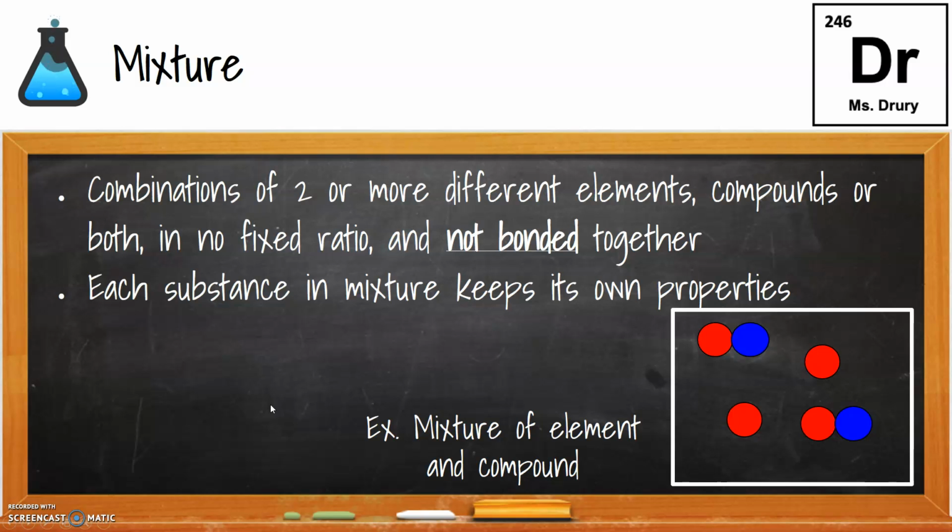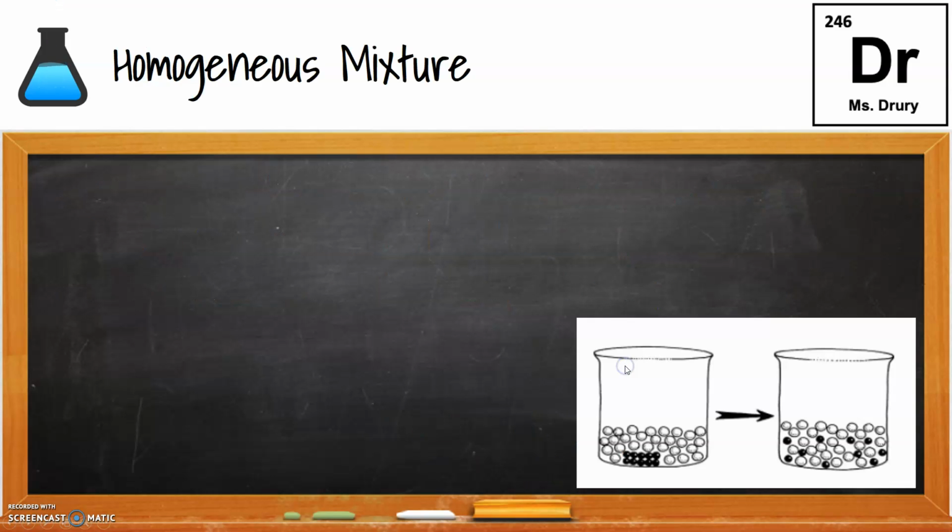A mixture is a combination of two or more elements, compounds or both, in no fixed ratio, and are not bonded together. Each substance in a mixture keeps its own properties. For example, salt, whether it's dry or wet, tastes salty, and water is wet, and when you put them together, you get salt water, which still retains their properties. So they don't change in any way.